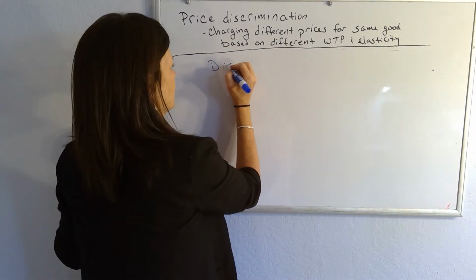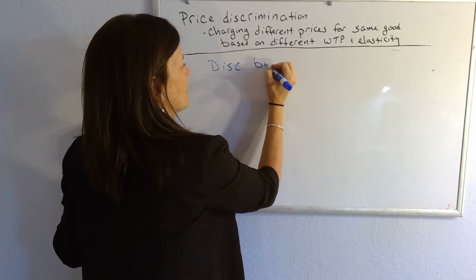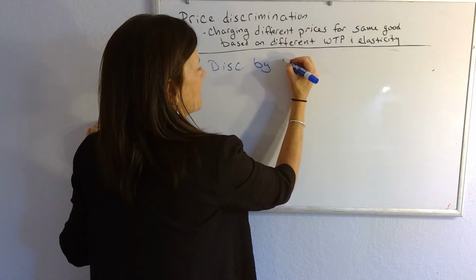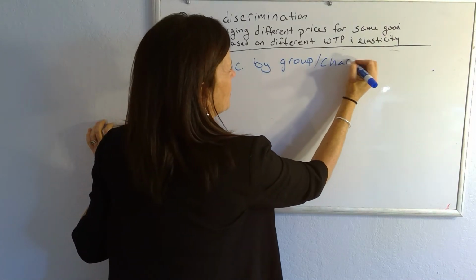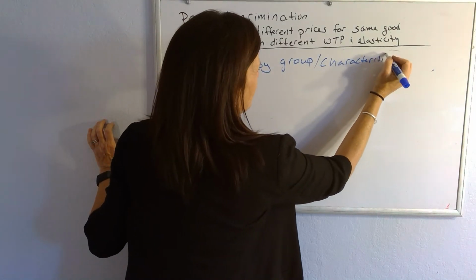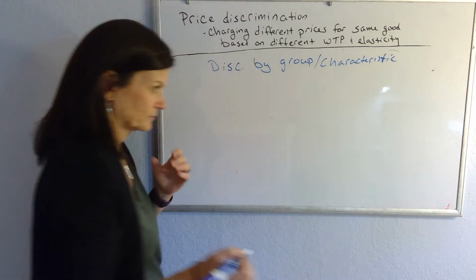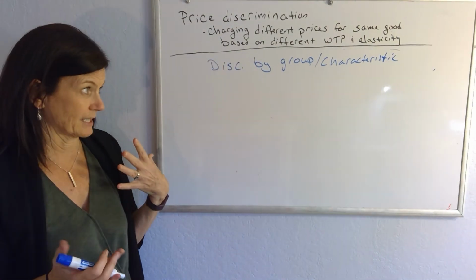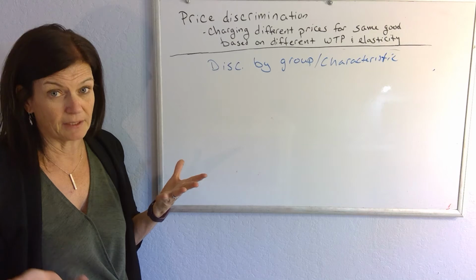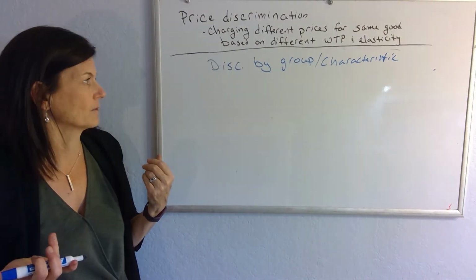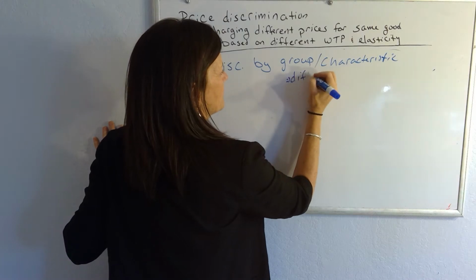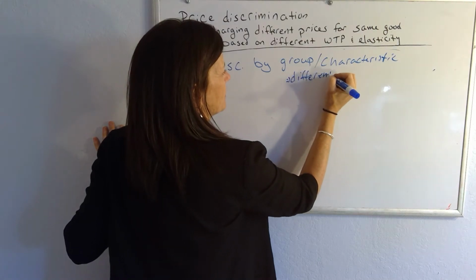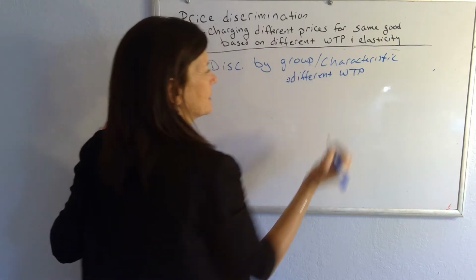And the other really, really common form of price discrimination is discrimination by group or by characteristic. And again, we're not talking about racial or gender discrimination or things like that. Not that those don't happen, but I'm talking about the ones that are legal. Just because people have different willingnesses to pay.